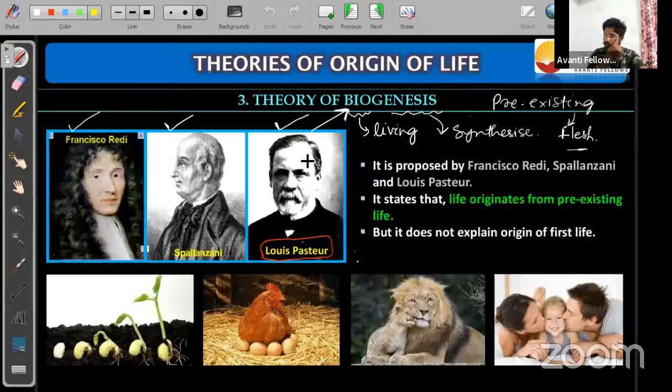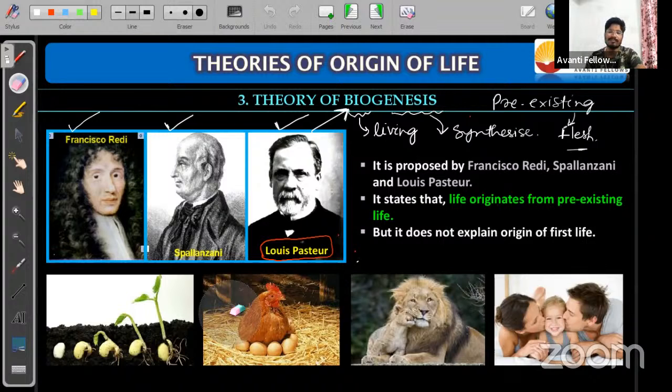This is your theory of biogenesis. Theory of biogenesis, according to experiments conducted by Francisco Redi, Spallanzani, and Louis Pasteur. From their experiments, they concluded a theory that is called theory of biogenesis. They said that life has originated from certain pre-existing life forms.